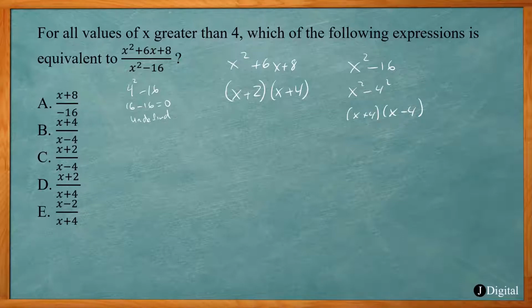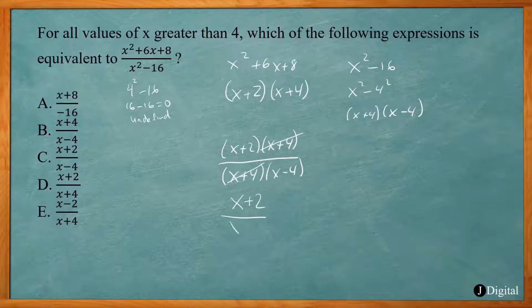We put that all together. On top we have x plus 2 times x plus 4 divided by x plus 4 times x minus 4. So we see that x plus 4 on top and bottom, so those cancel out, leaving just x plus 2 over x minus 4. So we can see that is answer C.